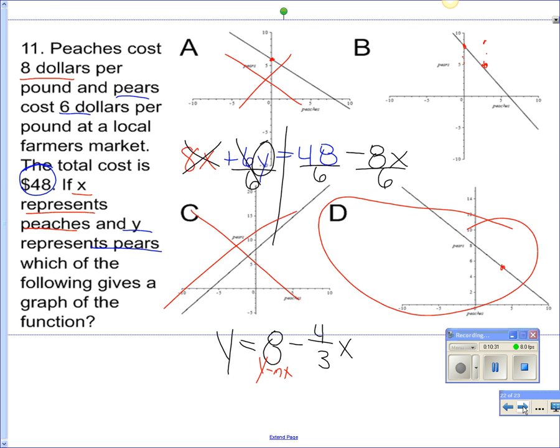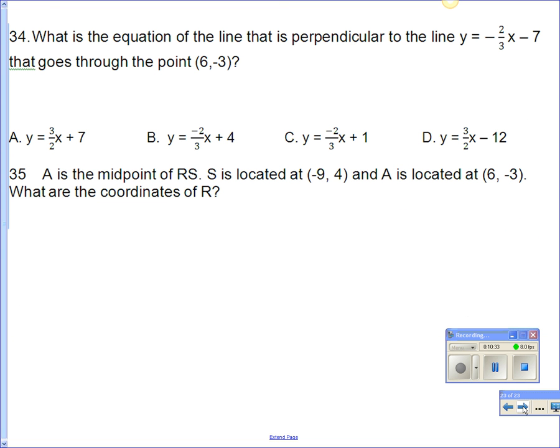All right, number 34, last two. What is the equation of a line that is perpendicular to the line y equals negative 2/3 x minus 7 that goes through the point 6, negative 3? Perpendicular means to flip and change the slope. Well, my slope is negative 2 over 3 because it's with the x, so I have to flip and change it, and it becomes 3 over 2.